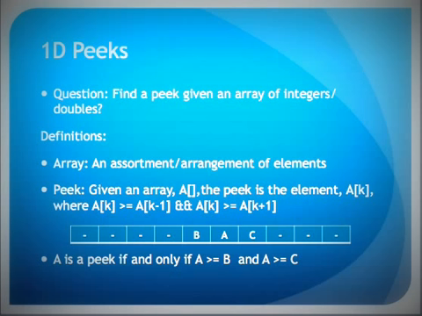A peak. So a peak would be an element, say we call the array A. The A of K element, where that element is greater than or equal to the element to its right and to its left. So in this diagram, an element A can only be a peak if and only if it's greater than or equal to C, and greater than or equal to B.